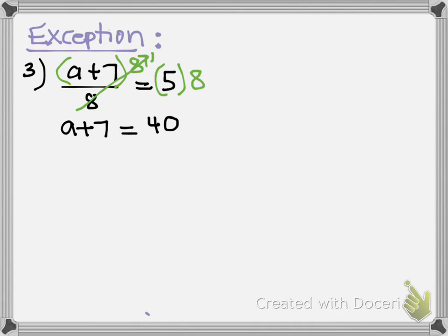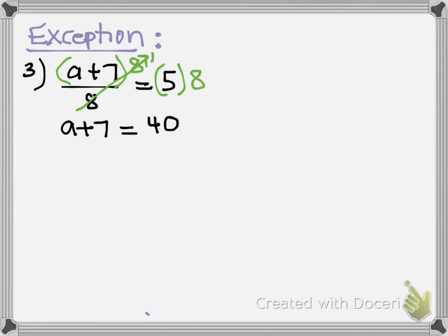So this exception makes this problem exceptionally easy, if I remember to use the exception. So again, I did the multiplication property of equality, multiplying by the 8. 8 divided by 8 is really the inverse property of multiplication. It says I'm going to get a product of 1. 1 times the quantity a plus 7 gives me a plus 7. That's my identity property of multiplication.